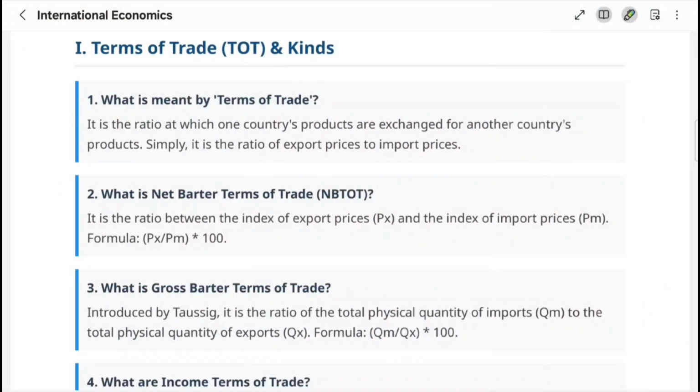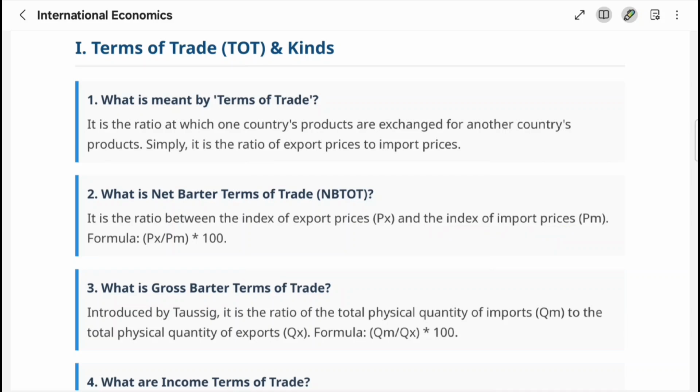Question 1. What is meant by terms of trade? It is the ratio at which one country's products are exchanged for another country's products. Simply, it is the ratio of export prices to import prices. Question 2. What is net barter terms of trade? It is the ratio between the index of export prices and the index of import prices.